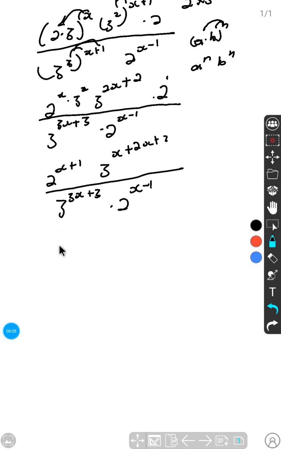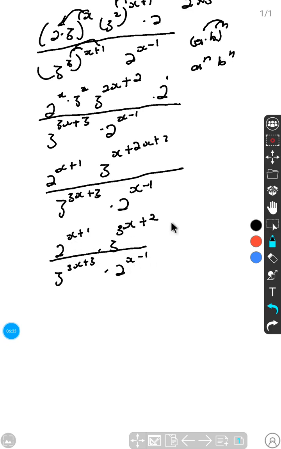So here we're just going to have 2 to the power x plus 1. Then we need to work out this one. These are like terms. We add them. 1x plus 2x is going to be 3x plus 2, all over 3x plus 3 times 2x minus 1. So right now we have the same base 2 and the same base 3. We're going to use the law of division.